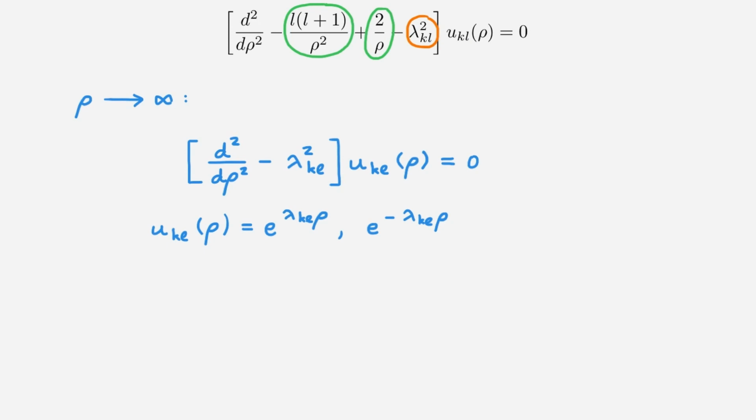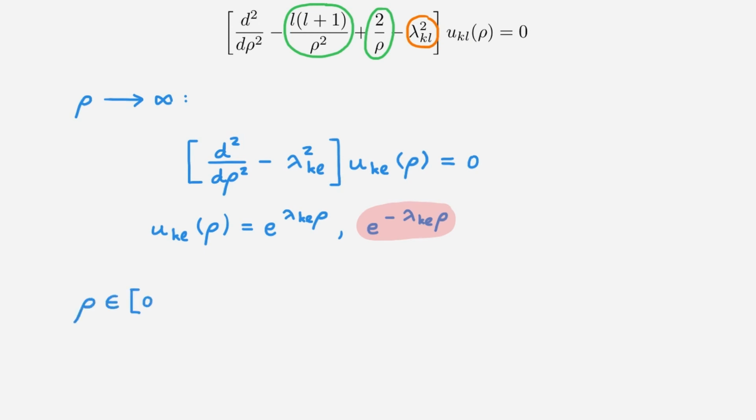However, this analysis tells us that the solutions in the limit of large rho behave like exponentials. And this is an important insight because of the two solutions, only the negative exponential here is in fact a physically acceptable solution. This is because the other solution diverges for large rho and would lead to solutions that cannot be normalized. So how can we use this knowledge?